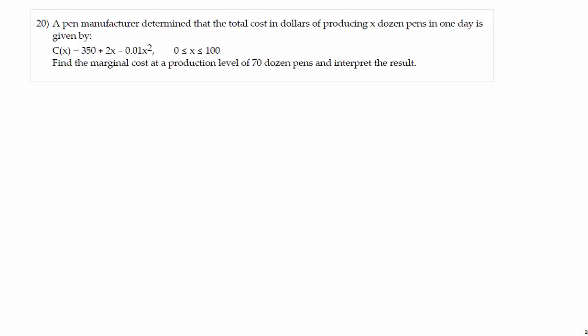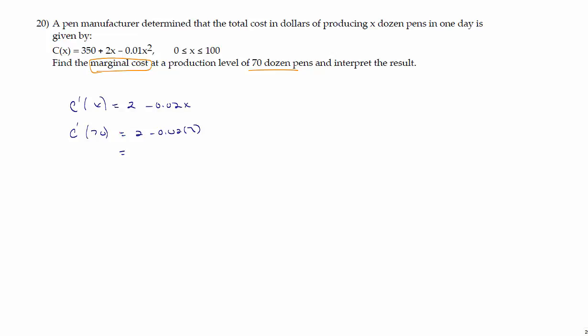Number 20. So a pen manufacturer determines that the total cost in dollars of producing X dozen pens in a single day is given by C of X. Find the marginal cost at a production level of 70 and then interpret the results. All right, so we are asked to find marginal cost at a production level of 70. So marginal means take the derivative. So C prime of X is equal to 2 minus 0.02x. And now we will evaluate this when X is 70.